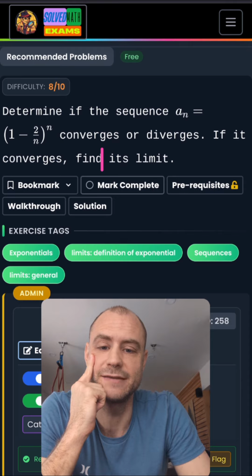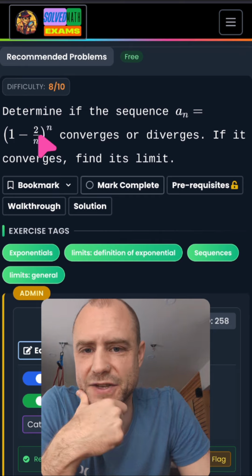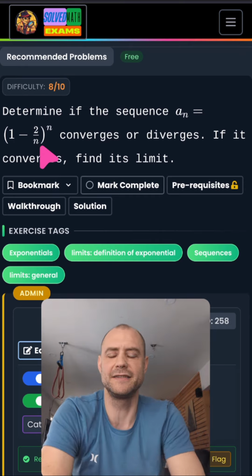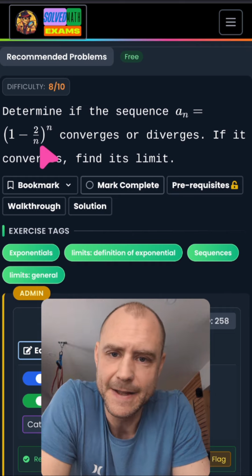Interesting, right? So usually with sequences, we can kind of see it's like 1 over n, for example, or they'll say like 2 over n just by itself. And they'll say, what happens to this as n goes to infinity? And then it's very obvious.